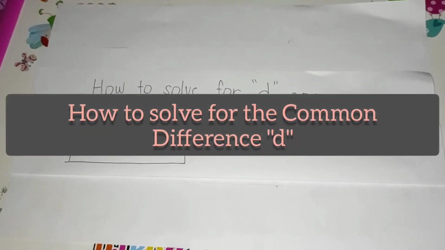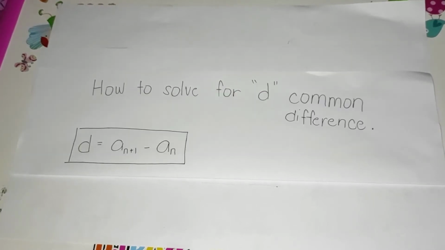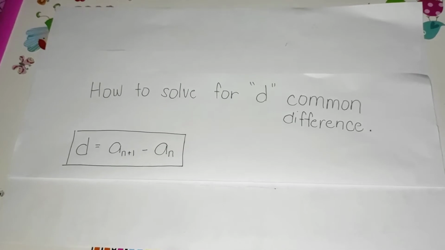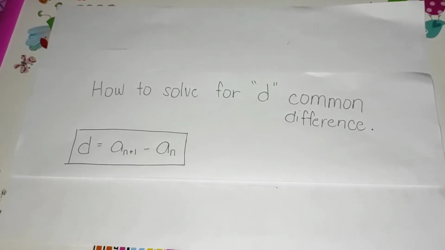Hi kids, in this video I'm going to show you how to solve for the common difference or D. Just take note of this formula. We have D is equal to a sub n plus 1 minus a sub n. This is the formula for solving the common difference. Solving for the common difference is not that difficult if the sequence involves positive terms.